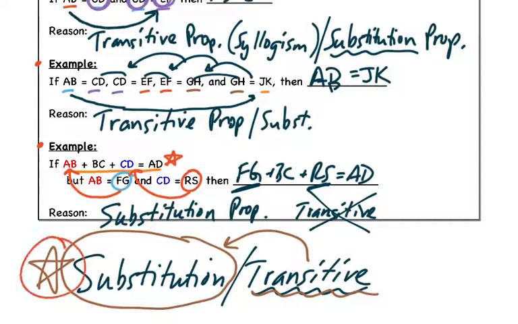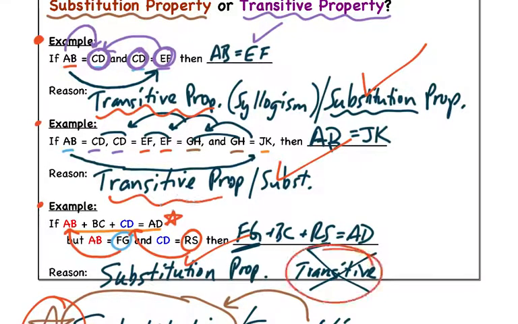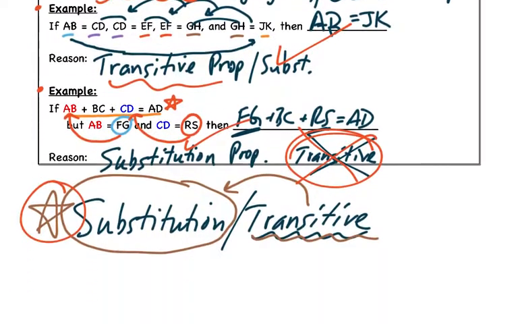Because substitution, if you notice in all these examples, substitution always worked. But transitive didn't always work. So again, my point is, in a proof, since substitution and transitive are very similar to each other, if you're not sure which to use as your weapon, just go with substitution because it will always be true.